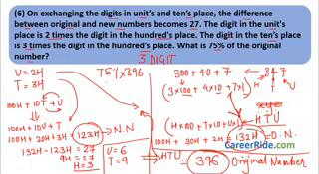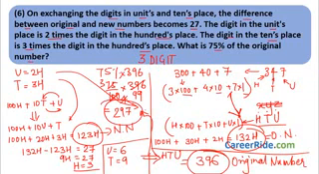75% of 396. So 75 upon 100 into 396. 25 4s are 100, and 4 9s are 36, so 99 into 3. What is the answer? 3 9s are 27, so 297. So our answer is 297. 75% of the original number is 297.